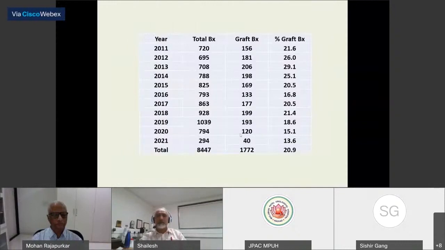and some malignant conditions. So here we have the last 10 years of biopsy data. We have received a total of 8,447 biopsies, and out of that 1,772 were graft biopsies, which comes to around 20.9%. Demographically, almost 80% are male, as we have seen in the previous discussion, with male recipients making almost 80% of the pool.